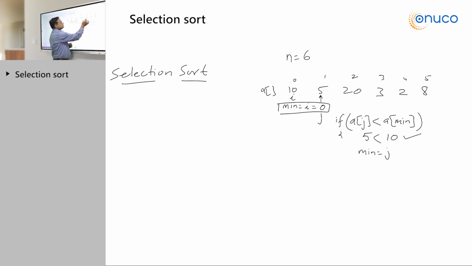Now 5 with 3. 3 is min. Based on this, we are going to update the value. Min is 3. Similarly, 3 and 2, 2 is minimum, so we are going to update. So we are going to learn this one by one. So let us see how we are going to program it.